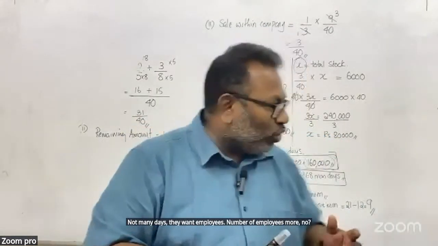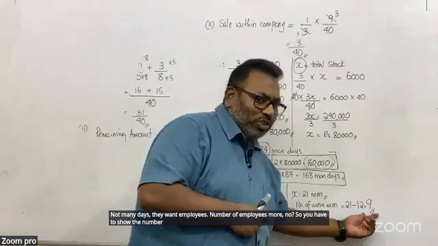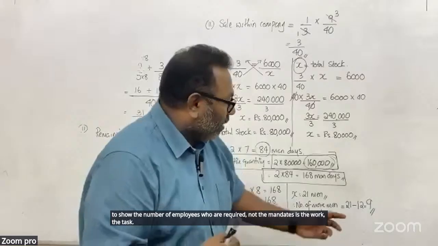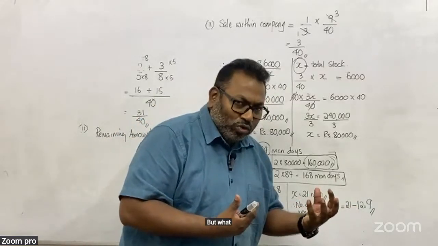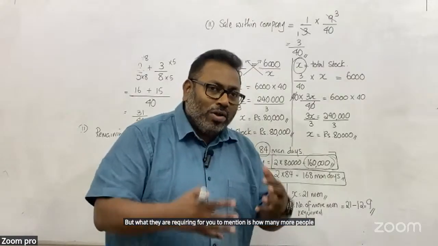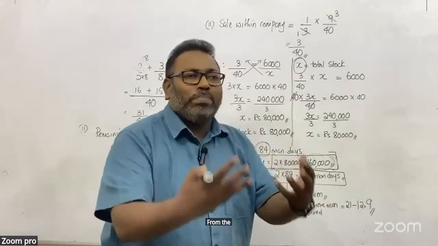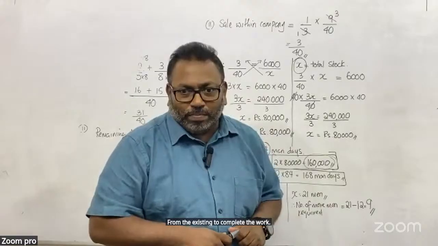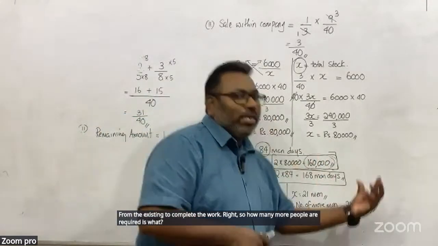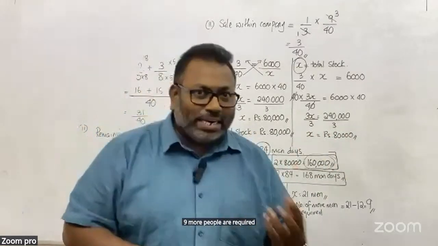So you have to show the number of employees who are required, not the man days, that is the work, the task. What they are requiring you to mention is how many more people are required from the existing to complete the work. Right? So how many more people are required? 9 more people are required. That you have to mention.